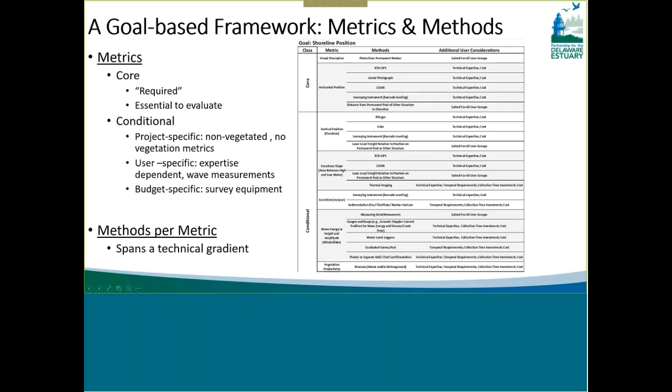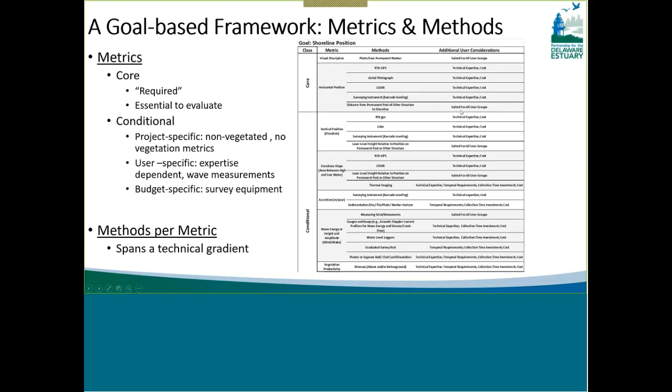So the metric is really the thing we're looking at, and the method here is how we're going to do it. So for horizontal position, this core metric here, you could do some surveying, you could do some GIS, you could look at it with LiDAR, surveying equipment. On all of those, if you look over here, they're all common ways people do it, but they all require some expertise. But here's, like I said, our Home Depot one, suited for all user groups.